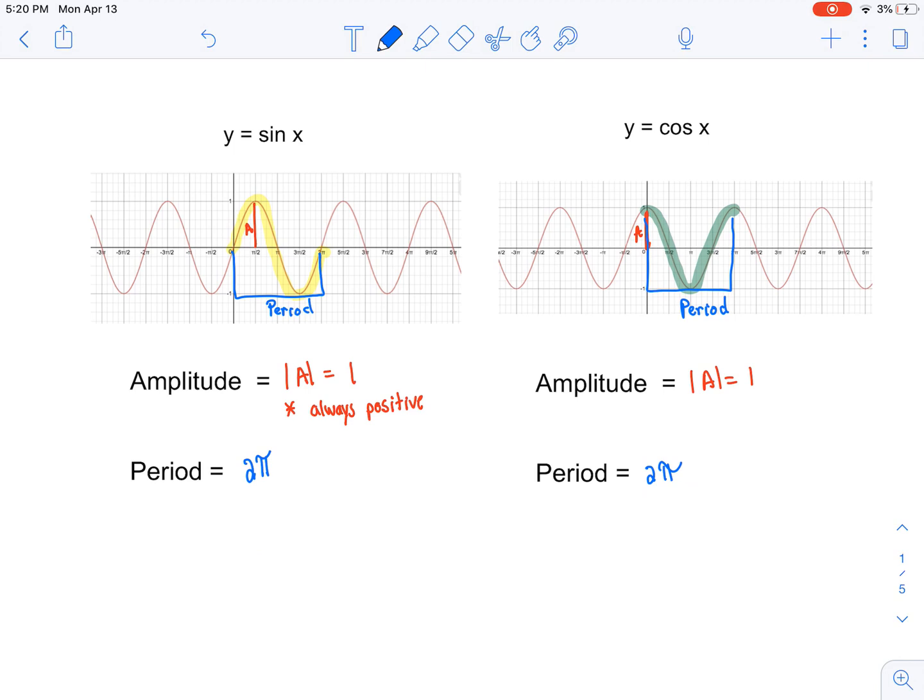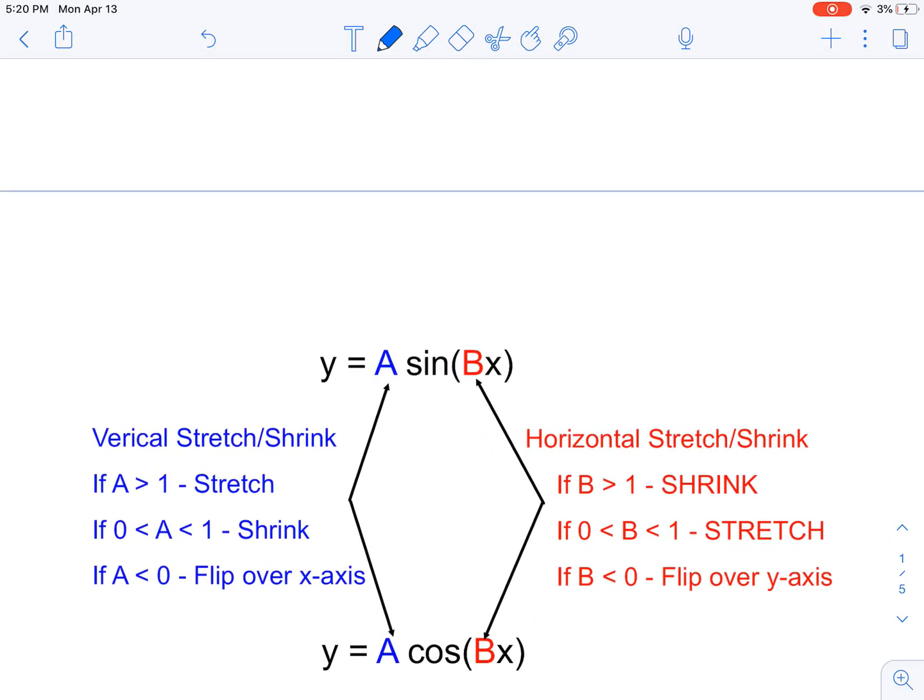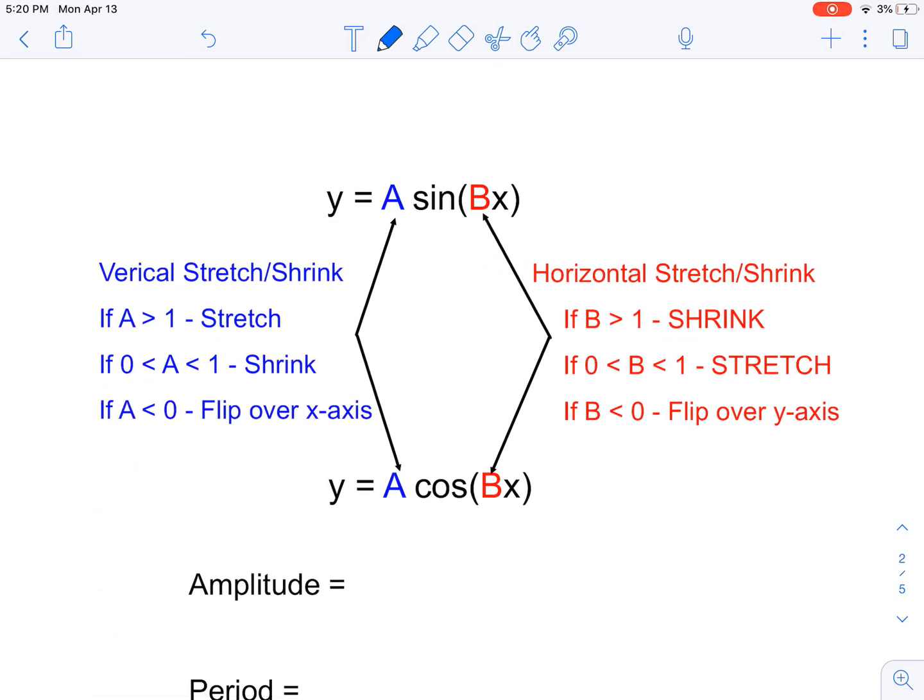So now these are our parent graphs. Now we're going to talk about what happens when we change the amplitude and the period. What does that look like? So now we're going to work with y equals a sine b of x and y equals a cosine b of x. So in this instance, the a is happening outside the function.